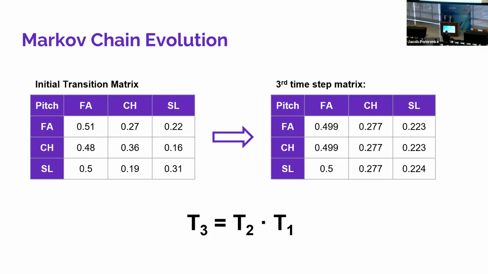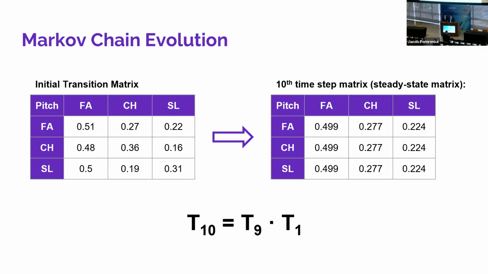We can do this continuously, on and on, and you'll see the probabilities change further. And this time, for the third time step matrix, the probability represents Alcantara's fourth pitch. By the time we get to the 10th time step matrix for this particular case, you'll notice a pattern that, first of all, these probabilities have essentially converged together. And this is what we call a steady state matrix.